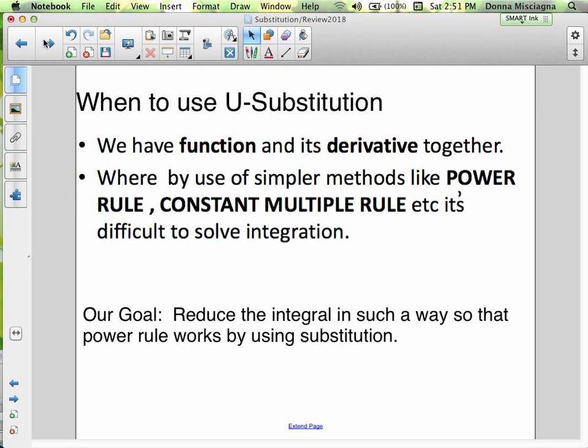When to use u substitution? When we have the function and its derivative together, and use of simpler methods like the power rule and constant multiple rule is difficult. Our goal is to reduce the integral, using substitution, in such a way that the power rule works.